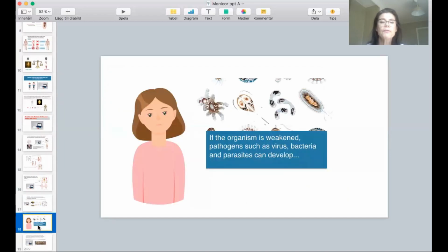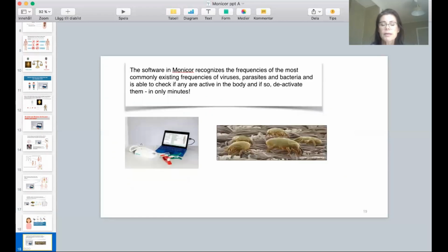And if the organism has become weakened, we talked before in the previous show about the aquatone. What happens is that when the fluids become unstructured and there are stagnations, it's very easy for bacteria and viruses to start developing. Quite often, we have microbiota in the body. We all have viruses and bacteria. But sometimes when the body is weak and the immune system gets weak, these get activated. So what Monicor does is it can read the frequencies of most viruses, parasites and bacteria, and it can check if any of those are active in the body, and if so, it deactivates them in only minutes. And this is so amazing.